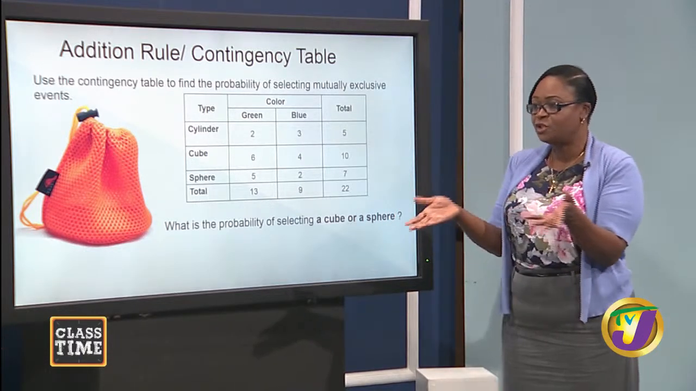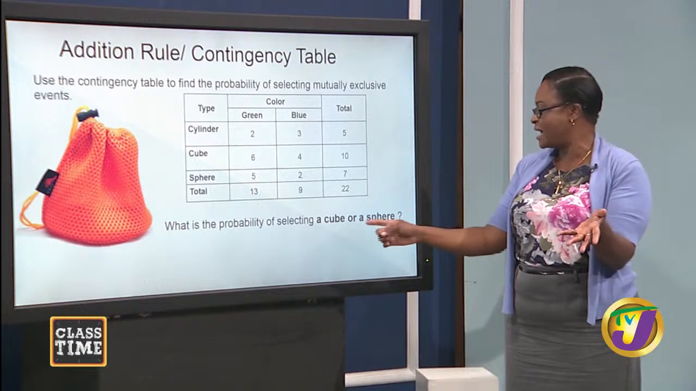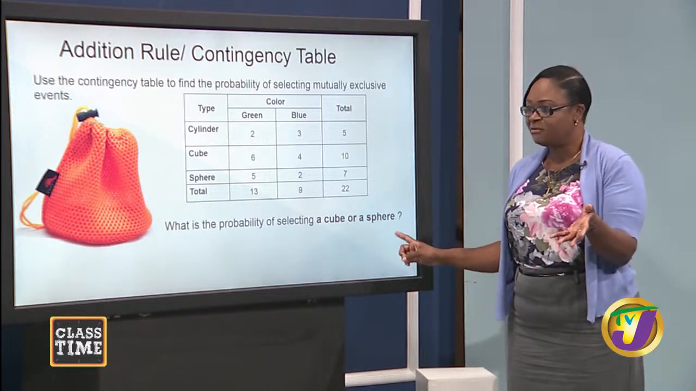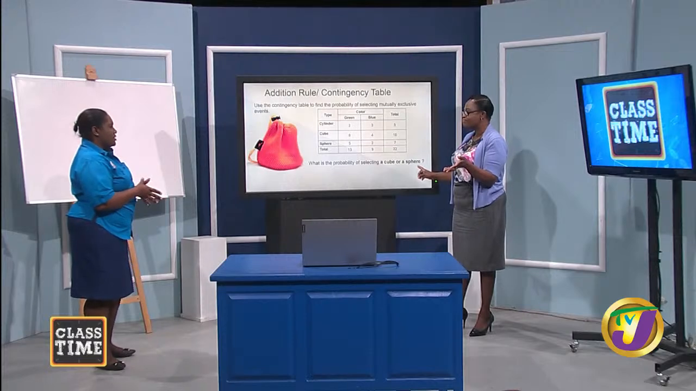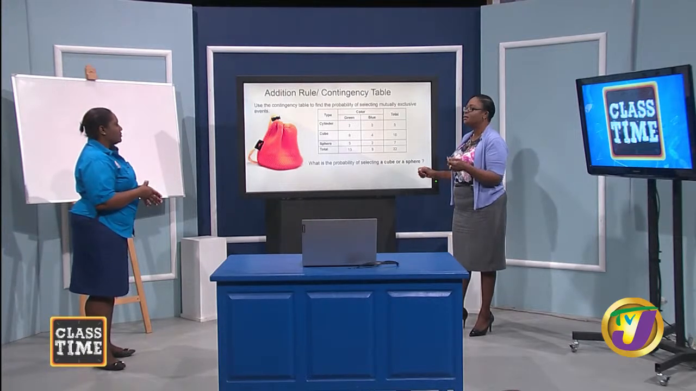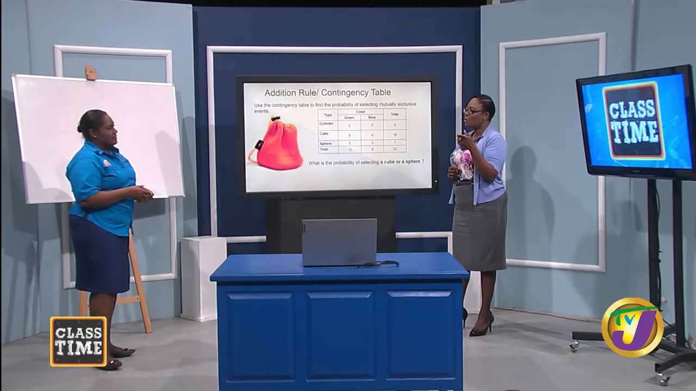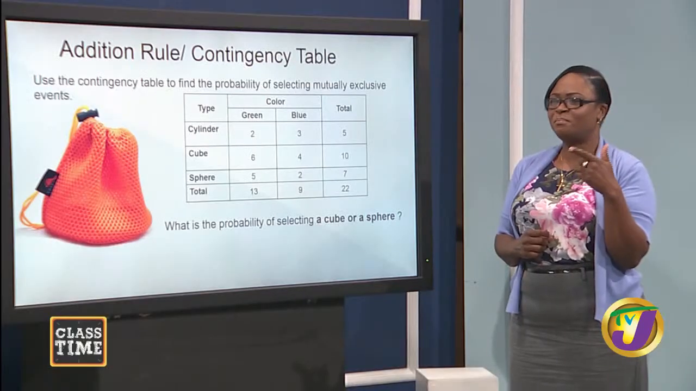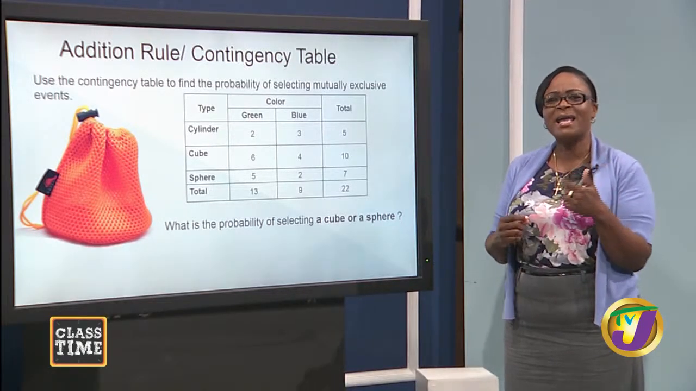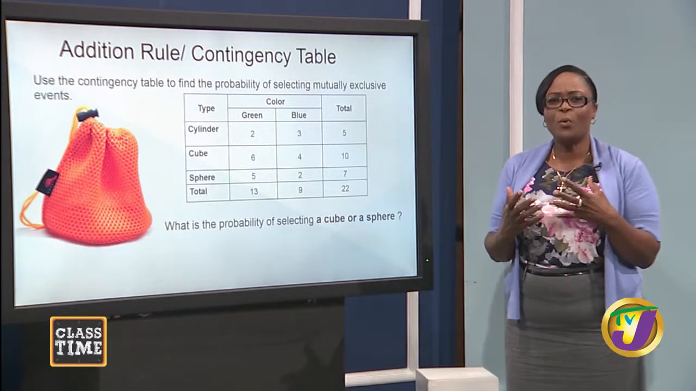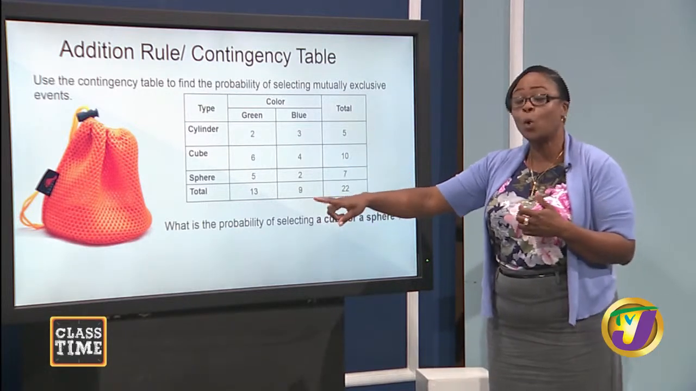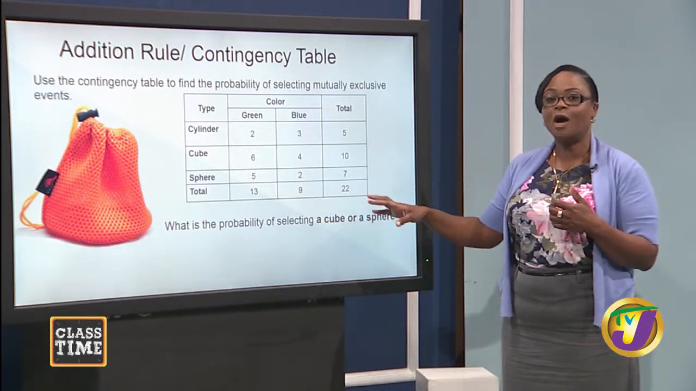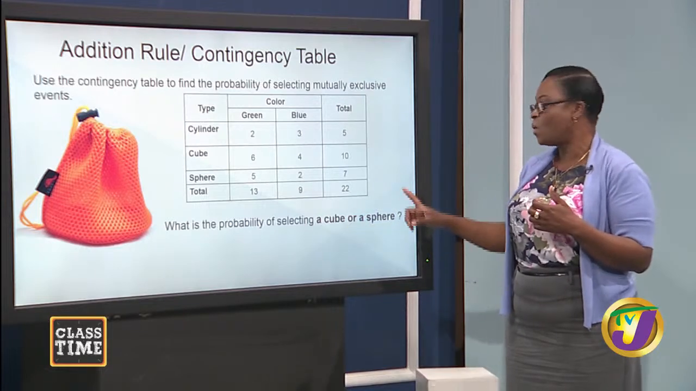All right. But it said a cube or a sphere. What we have just done is to identify each event. So we need to do some form of combination right there, find some way to put this information together. I wonder if you guys at home are able to come up with an idea of how you could find the probability of selecting either or.